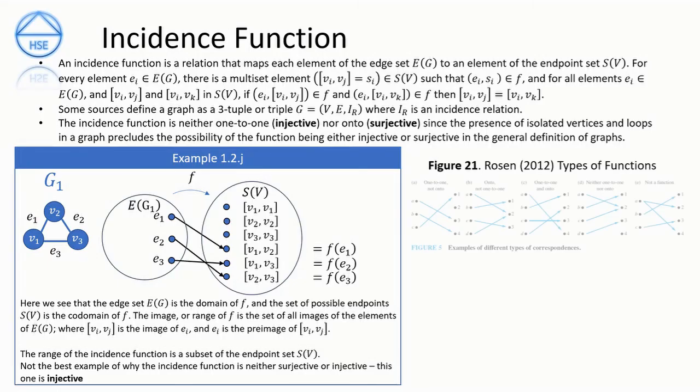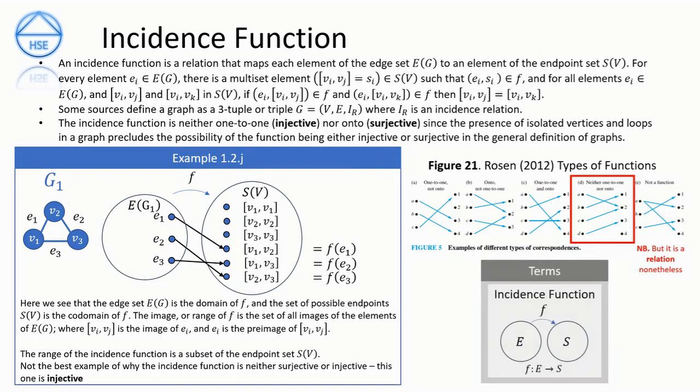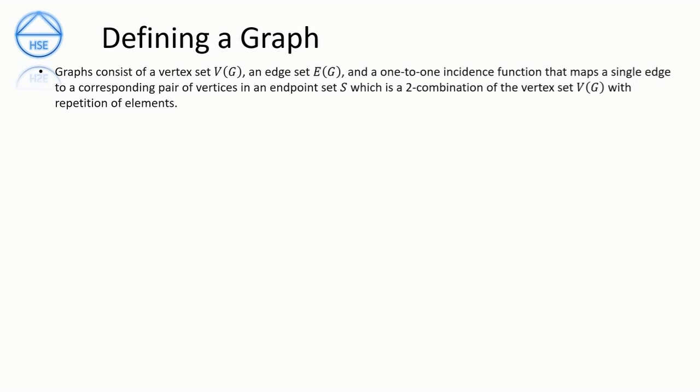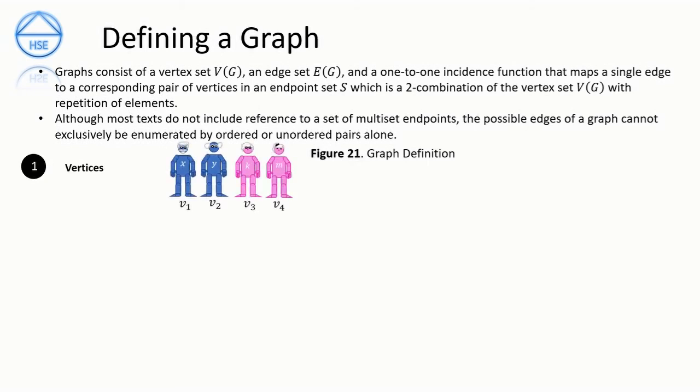And essentially this means any y value has at most a single x value that maps to it. This is shown in Rosen 2012's example of injective graphs in the slide as well. Defining a graph. To tie everything we've covered together into a single point, a summary of the defining graph features is shown below in Figure 21.